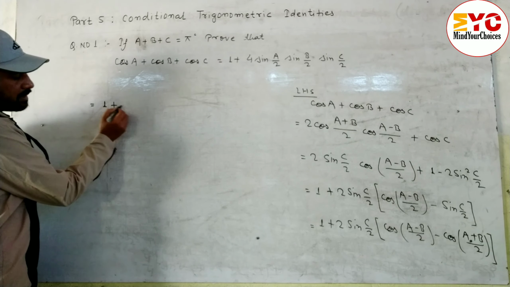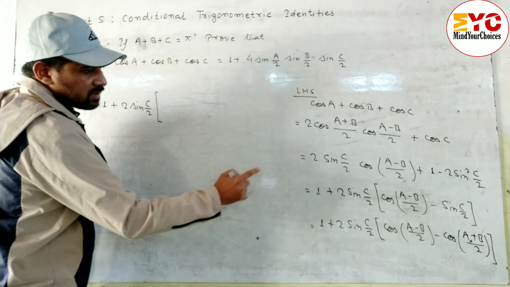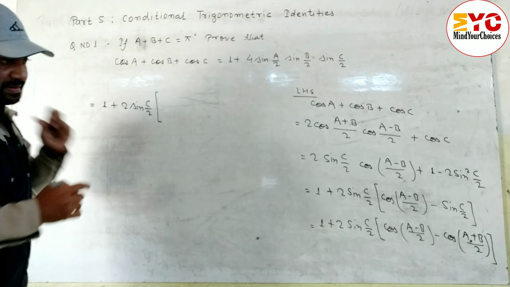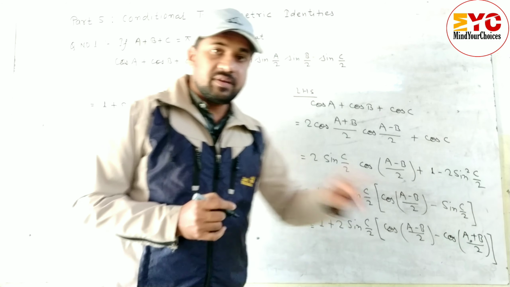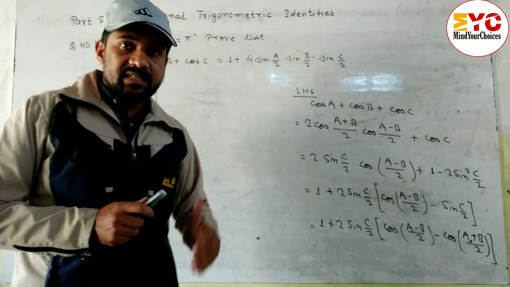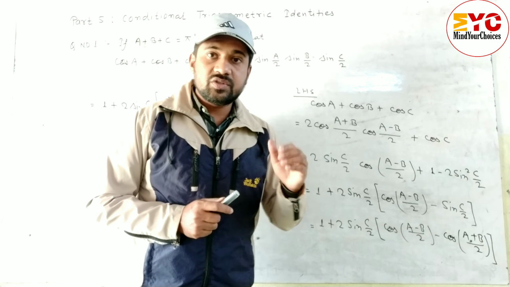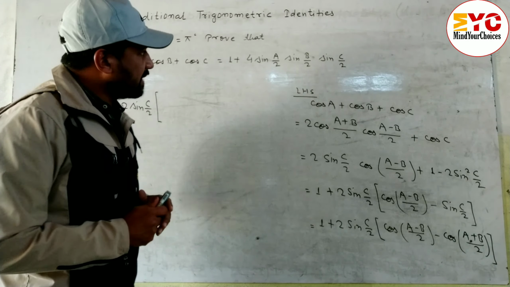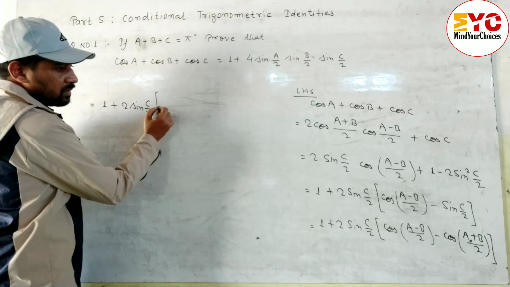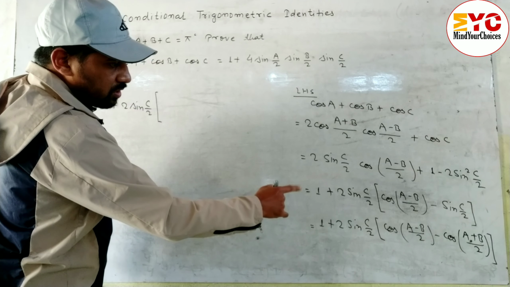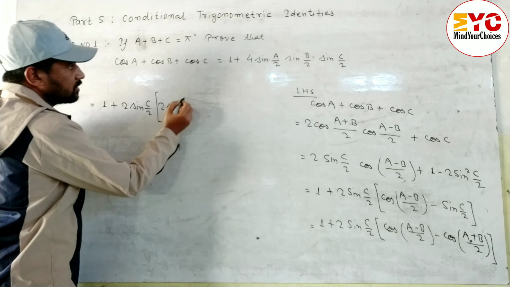1 plus 2 sin c by 2. Now the cos c minus cos d formula. The cos c minus cos d formula is in the form of sin, while the cos c plus cos d formula is in the form of cos. 2 cos c plus d by 2 cos c minus d by 2, but here it is minus, so the formula is minus 2 sin c plus d by 2 and sin c minus d by 2. So we can write here the cos c minus cos d formula: 2 sin c plus d by 2.